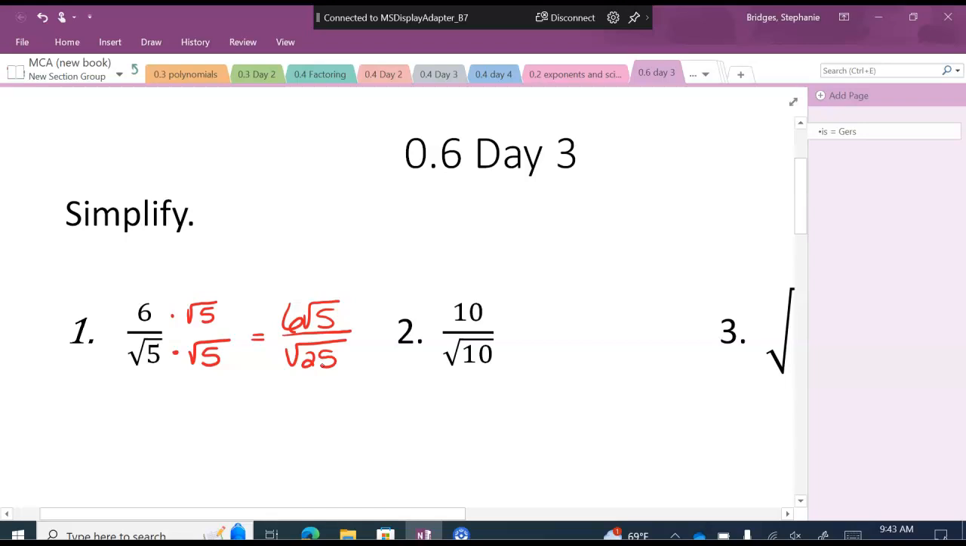And then I need to go through and simplify everything that simplifies. At the top, does 5 have a perfect square in it? No, right? So that 5 is going to stay under the square root. And then what about the bottom? Is 25 a perfect square? What is the square root of it?